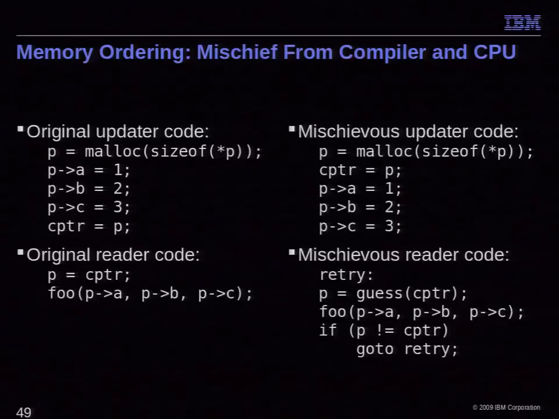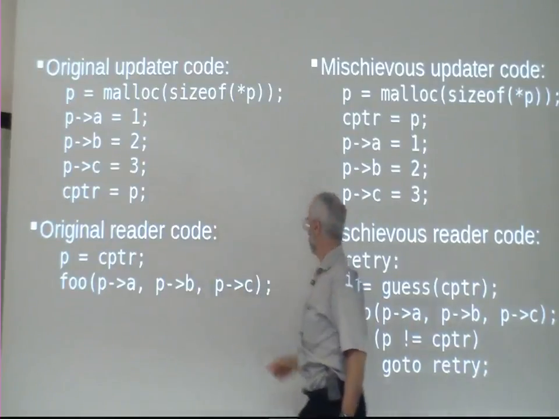What it could do is guess the value of the pointer. And then it could pick up the pieces from the pointer and call this function. And then it could check to see if its guess was right. And if the guess was wrong, it goes back and retries. Of course, the problem with that is that it might guess wrong because it might guess the thing was just allocated up here right now. And then it could go and call this function.